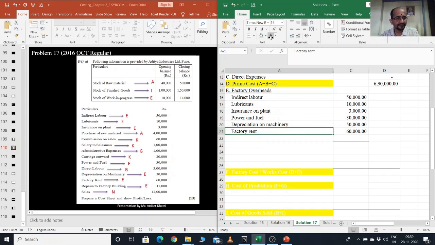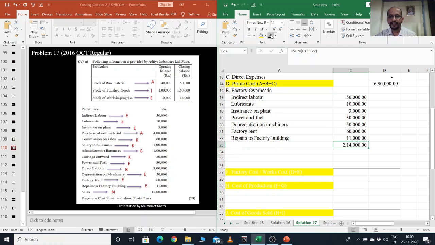Next, repairs to the factory building. Here I have written properties now. Repairs to factory building, it is 11,000. Okay, so do the total of this. It is 2,14,000, right?